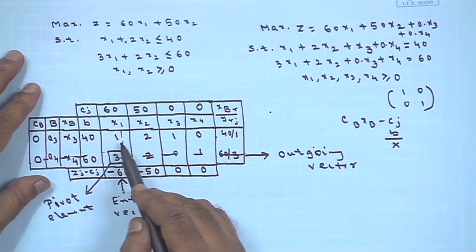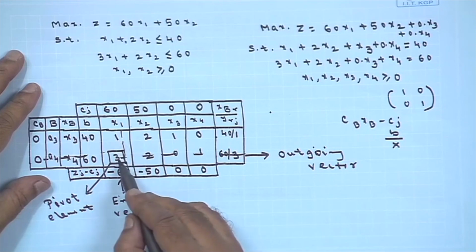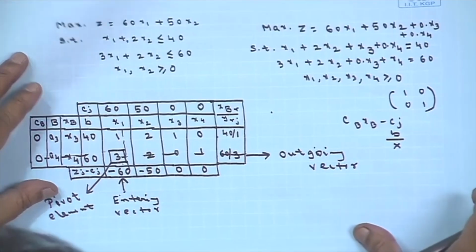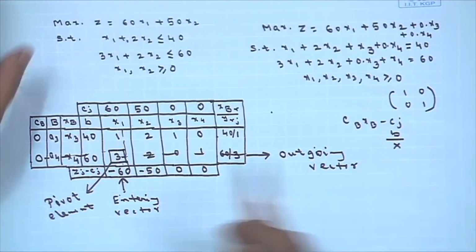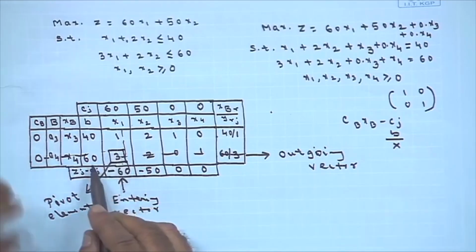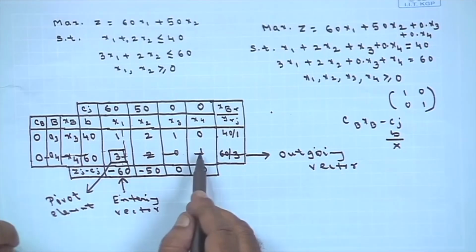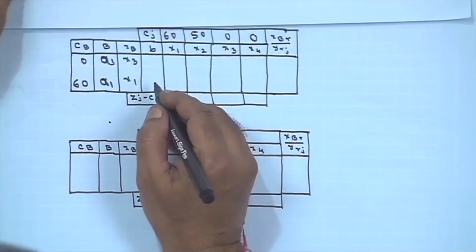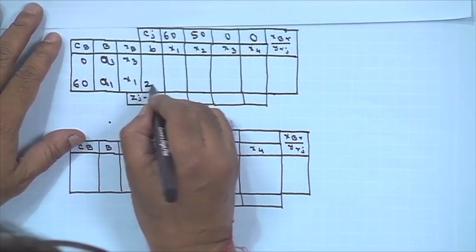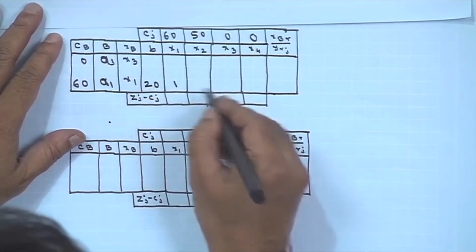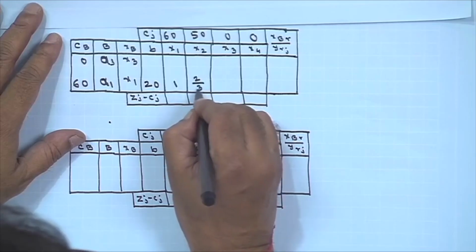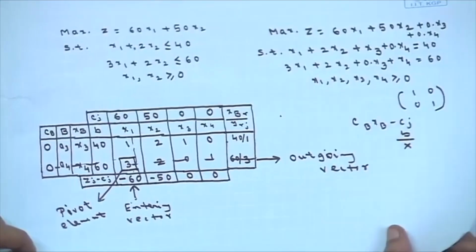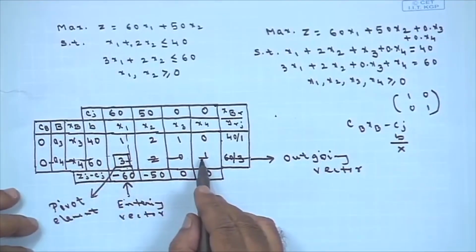So, I have to manipulate the matrix in such a way that this element becomes 1 and all other elements of this column will be 0. To make this particular element 1, I have to divide the entire row by 3. So that I will obtain here 20, it was 1, then it is 2 by 3, 0 and 1 by 3, simply by dividing this.